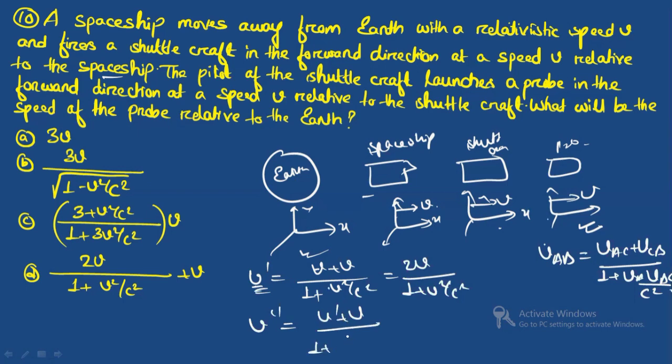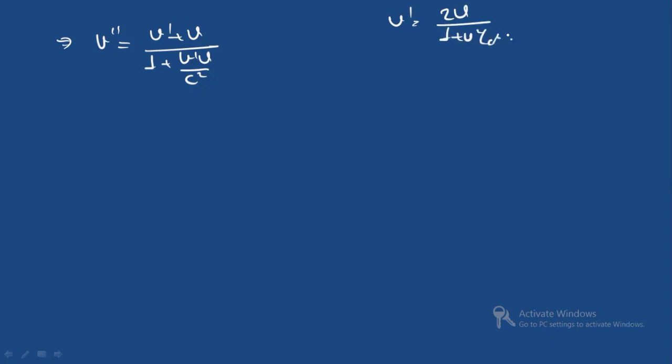And again you will have here 1 plus V prime V by C square. Clear? If you are having any problem, you can go and check the relativity part, because these are direct things that you can substitute and get the answer. So you will get V double prime is equal to V prime plus V over 1 plus V prime V by C square. This is what you have seen in relativity: sum of the velocities divided by 1 plus product of the velocities divided by C square. And you got V prime equal to 2V by 1 plus V square by C square.